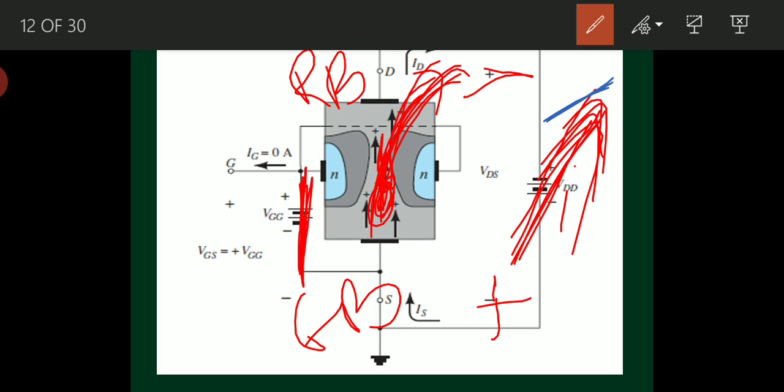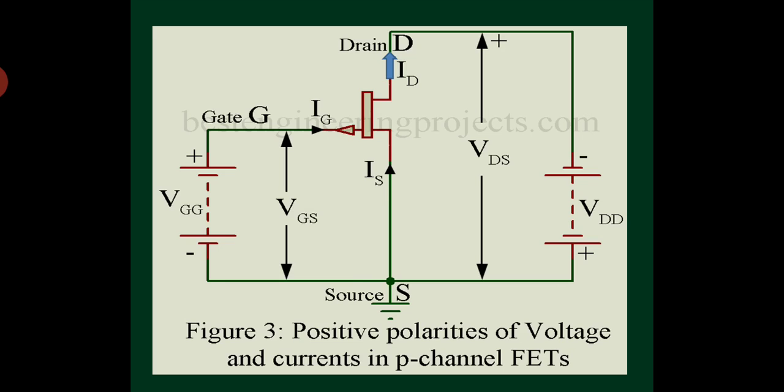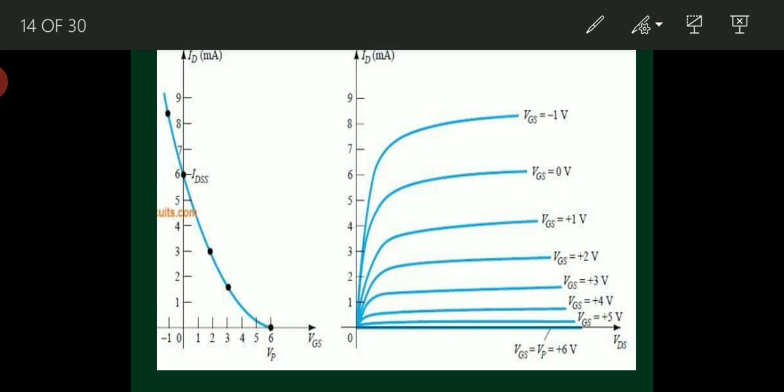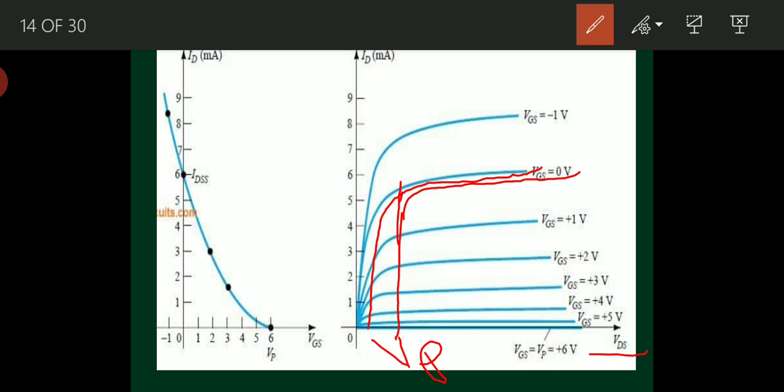So this is the graph for Vgs equal to 0, till pinch off voltage. This is pinch off voltage Vp. Till pinch off voltage, current is increasing. After pinch off voltage, even if I increase VDS, what will happen? Current becomes constant. So this is the graph when Vgs equal to 0 volts.